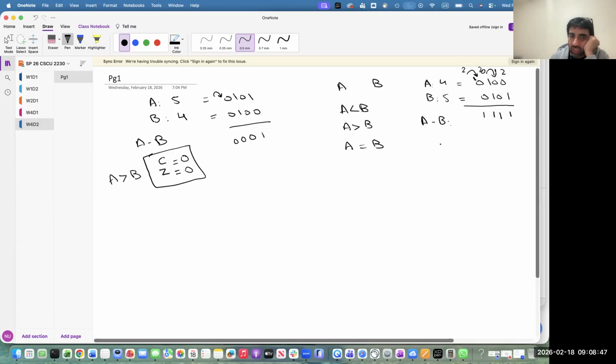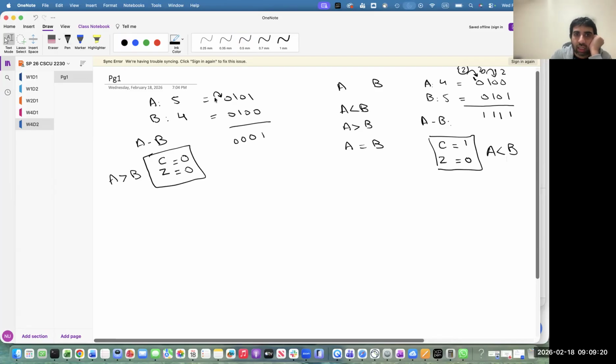In this case, what is the value of C flag and what is the value of Z flag? Yeah, so the C flag will be 1. Why? Because I have a borrow into the most significant bit position, and Z flag is 0, right? The value is non-zero, right? So this is what I get when A is less than B, right?